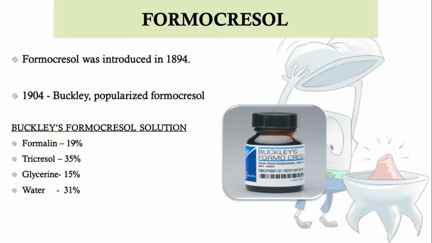So now let's see the medicaments used in this procedure. First one is formocresol, which was introduced in the year 1894, and in 1904 Buckley popularized this formocresol. So it is called Buckley's formocresol solution, which consists of formalin 19%, tricresol 35%, glycerin 15% and water 31%. Here the glycerin is added to prevent the polymerization of formaldehyde to paraformaldehyde, which causes clouding of the solution. That is the reason glycerin is added.